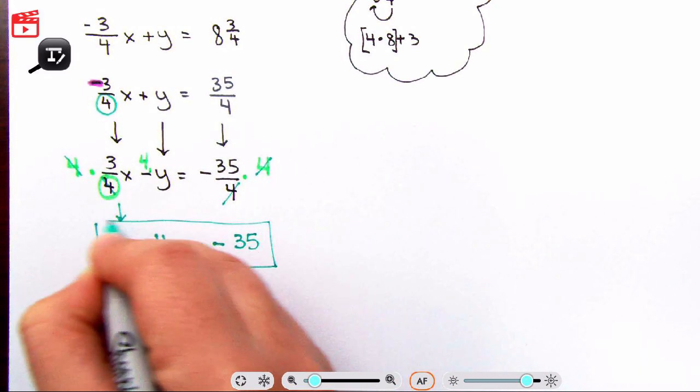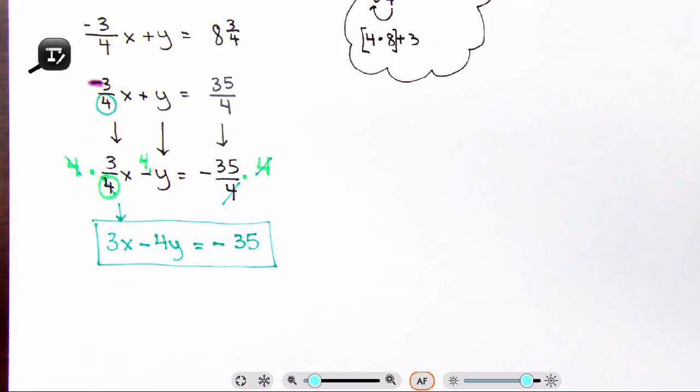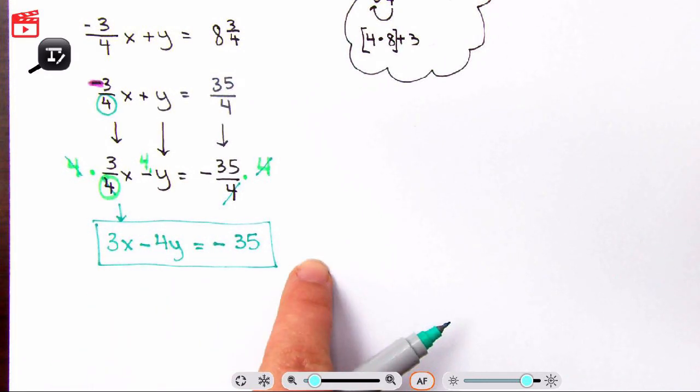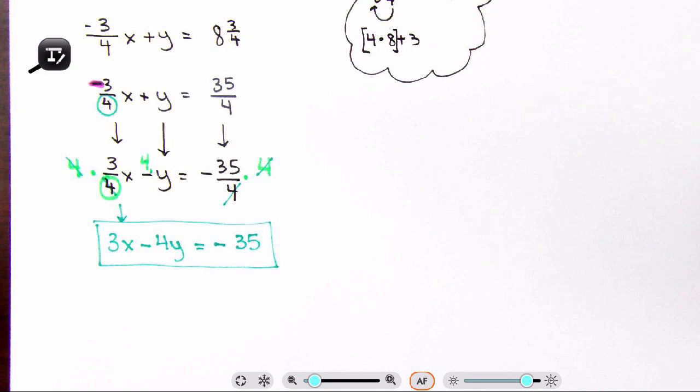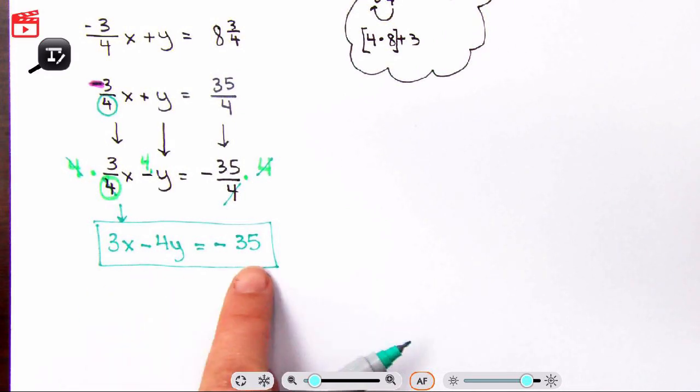Here it is, you guys. I have x and y both on the same side. I have no fractions here. I have an a that is positive, and those are all of our requirements for standard form. Here's our answer when we are given a point slope form.